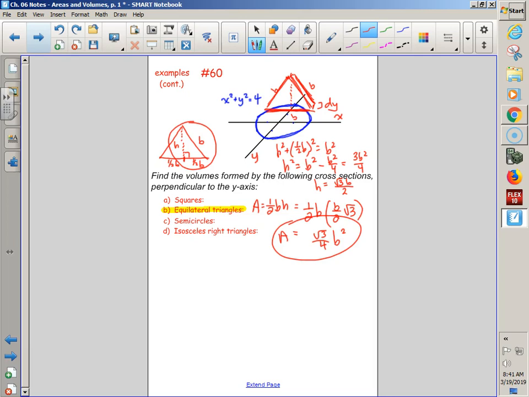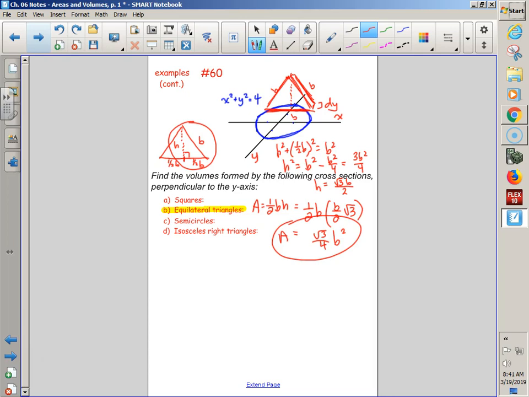Did they need to tell us H? No, it's unlike the rectangle. We talked yesterday about the rectangle. If they don't tell us the rectangle's height, well, we don't know. It could be anything. But if it's an equilateral triangle, no. This H is going to be defined every time to have this relationship.